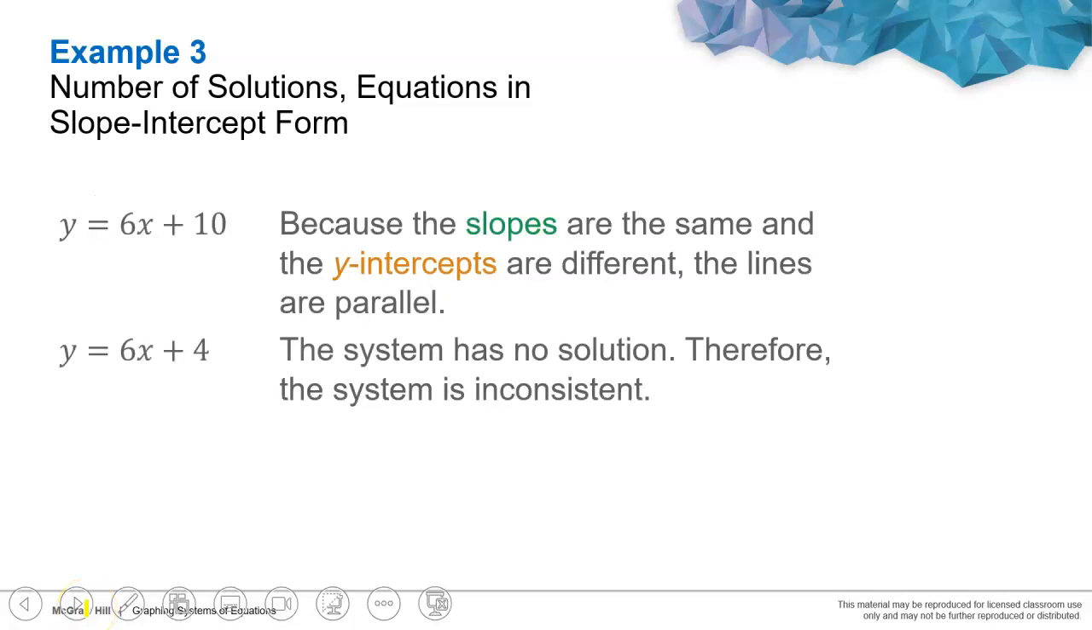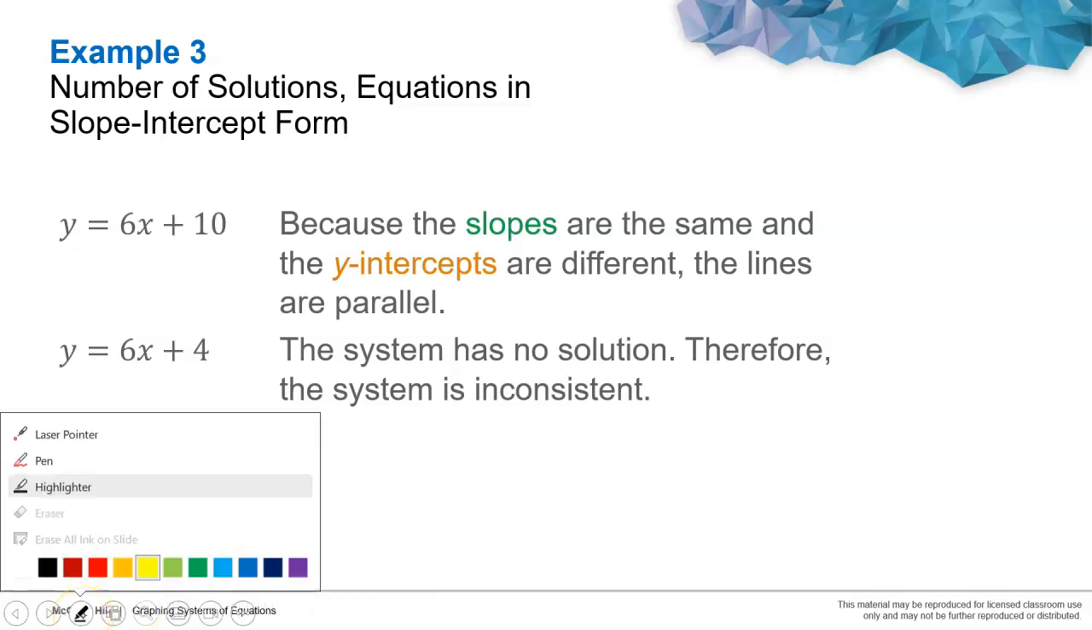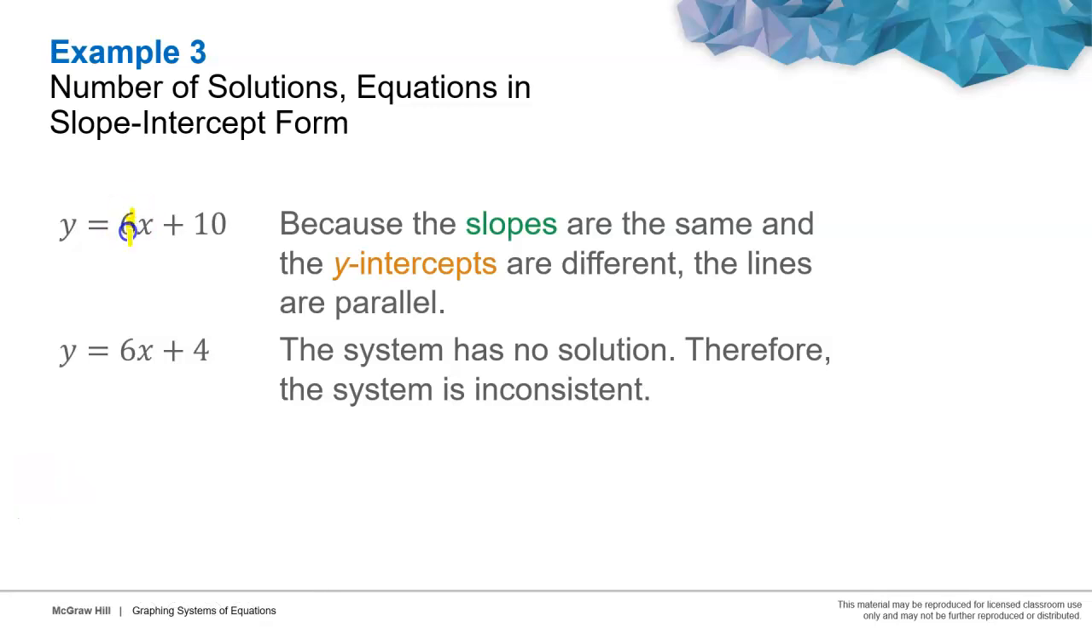So let's try that if we don't have a graph to look at. Look at these two equations. They both have a slope of 6. I remember the number in front of x. So the same slope, but notice the y-intercept is different. What that tells me is these two lines are parallel, which means they will never cross each other. That system is inconsistent.